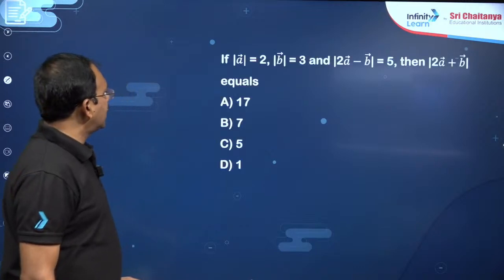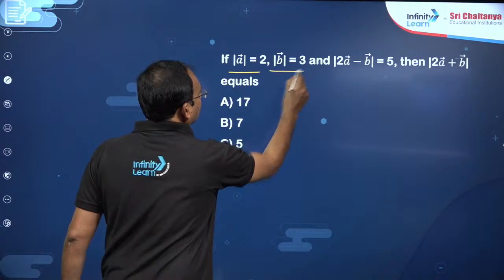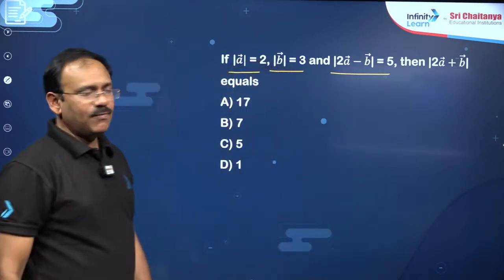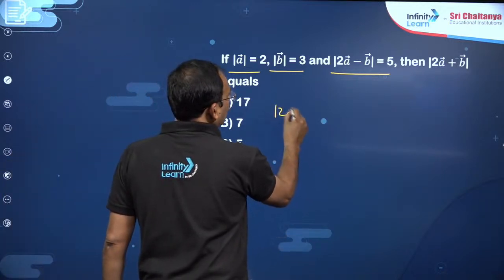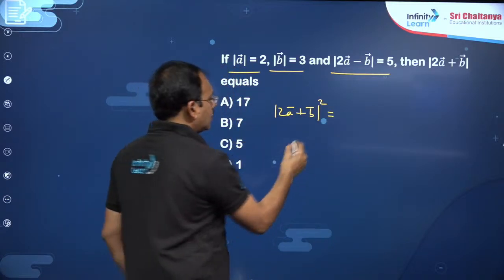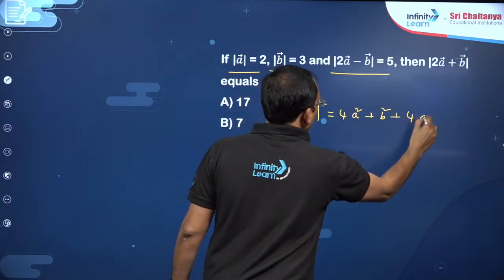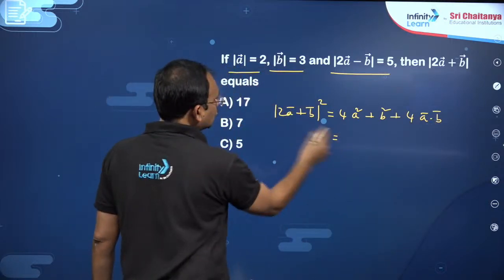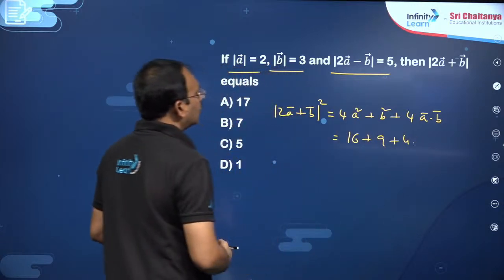Okay. Next, dear students, you see, this is a simple question. Magnitude of A bar is 2, magnitude of B bar is 3, magnitude of 2A bar minus B bar is 5. So magnitude of 2A bar plus B bar we want. Simple, dear students. A dot B you can use here. Consider magnitude of 2A bar plus B bar whole square, which is like 2 times the dot product. This is 4A square, let me write magnitude, plus B square, plus 4A dot B is the thing we want. So A square value is already given as 2 square, 4 fours are 16, plus B square is 9, plus 4A dot B we need to find.